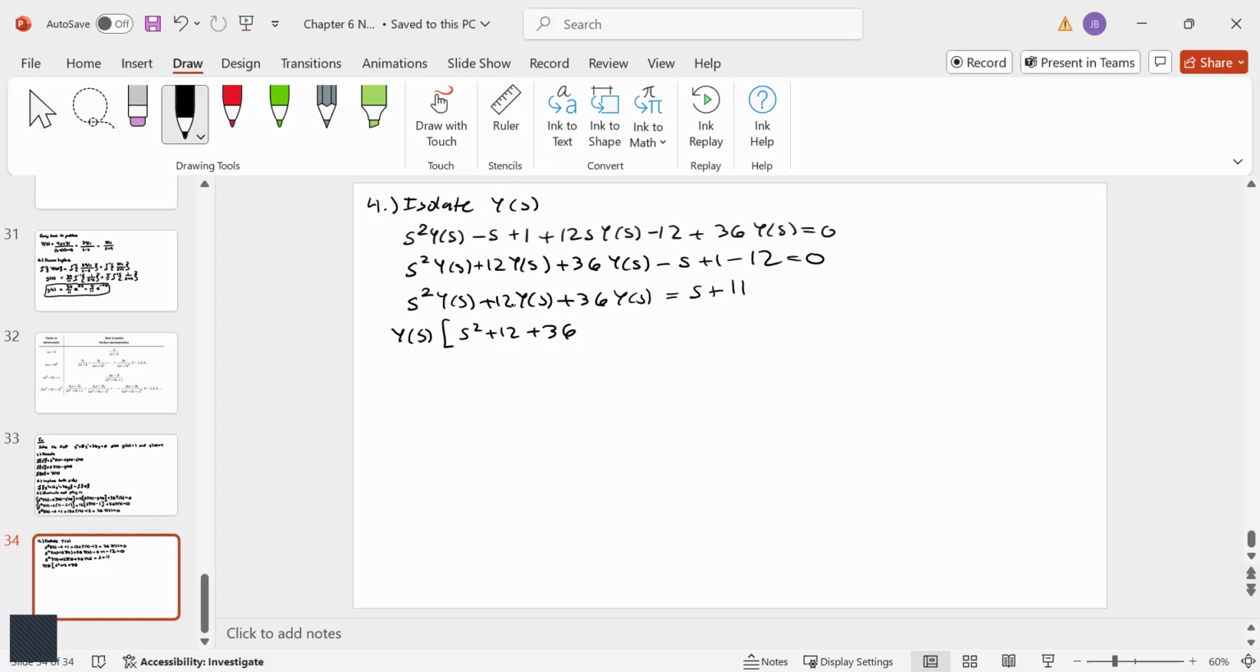Oops, I forgot an s right here, didn't I? Yes, I did. S, S, and S. Like that. And then y of s is equal to s plus 11 over s squared plus 12s plus 36.